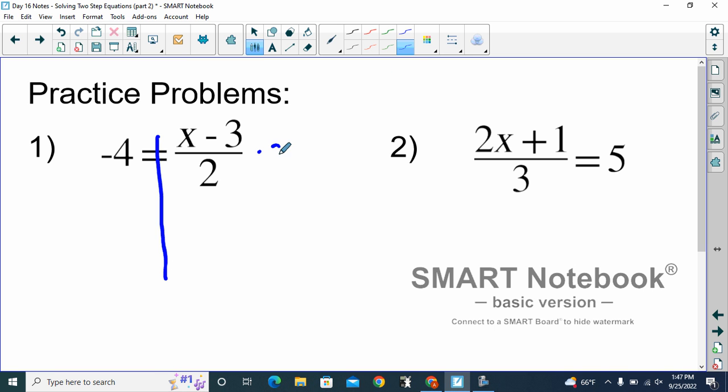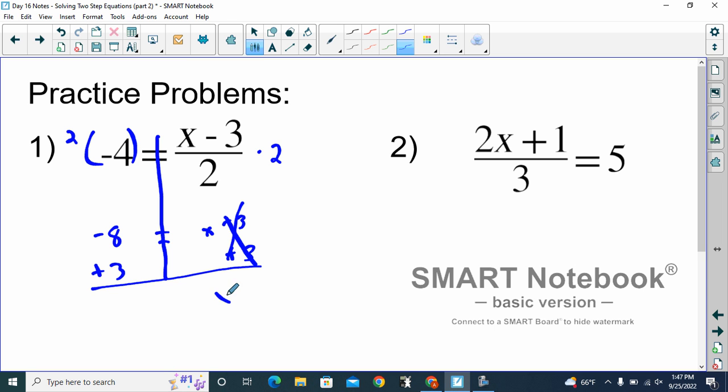Number 1, we need to start by multiplying times 2. Positive times negative should give us negative 8. And then add 3. X equals -5.